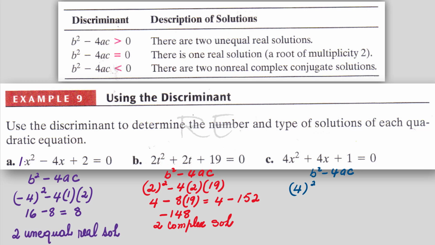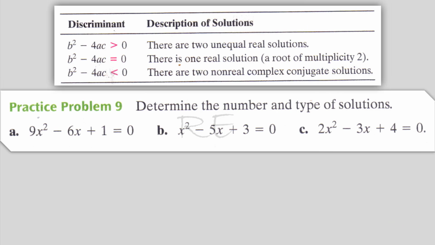b squared minus 4ac. b is 4, so it's going to be 4 squared minus 4 times 4 times 1. 4 squared is 16 minus 4 times 4, 16 times 1 stays 16, so it's 0. If it's 0, we have one real solution, multiplicity 2, so it's a double solution, double roots.